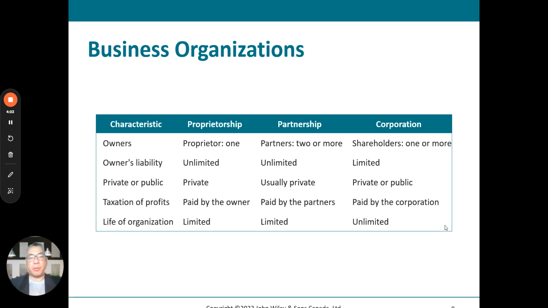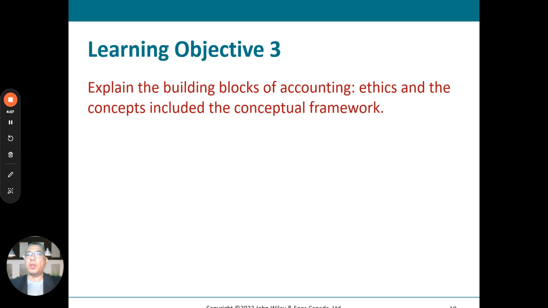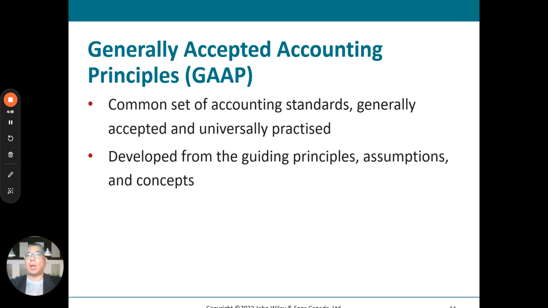Okay, let's move on to learning objective number 3. Explain the building blocks of accounting, such as ethics and the concepts included in the conceptual framework. GAAP, which is generally accepted accounting principles, is a common set of accounting standards, generally accepted and universally practiced. It developed from guidelines, assumptions, and concepts.